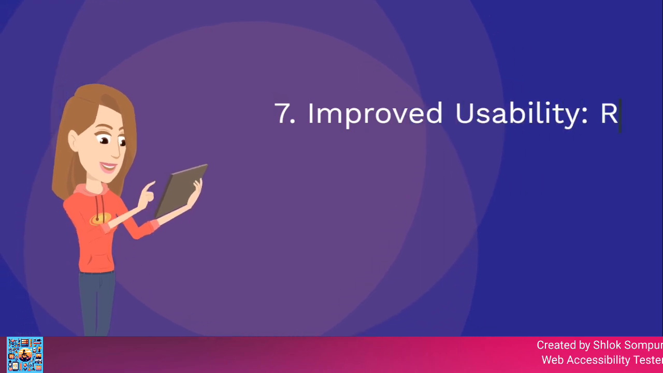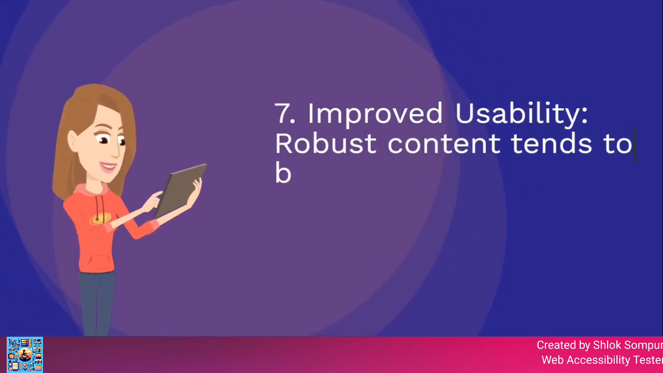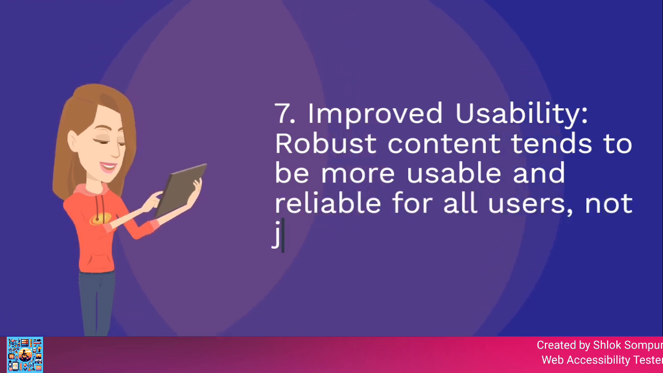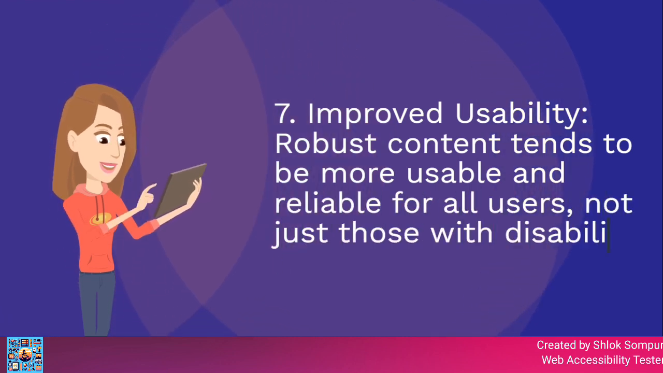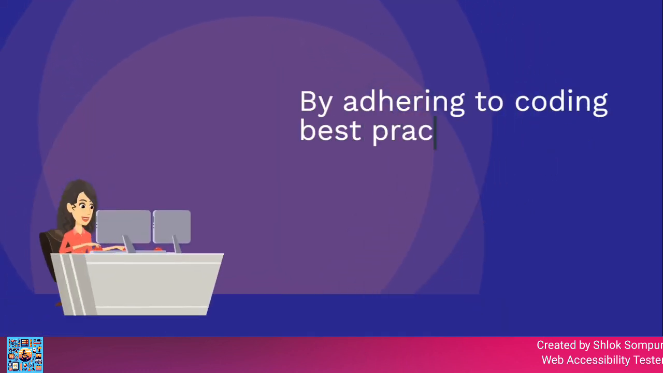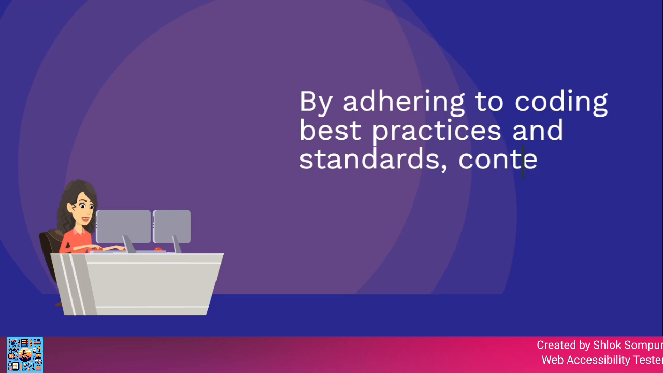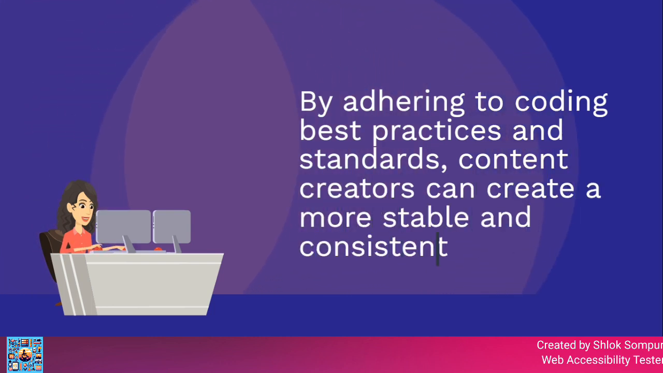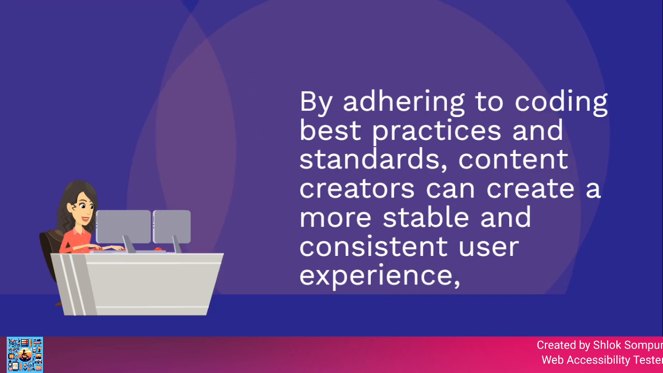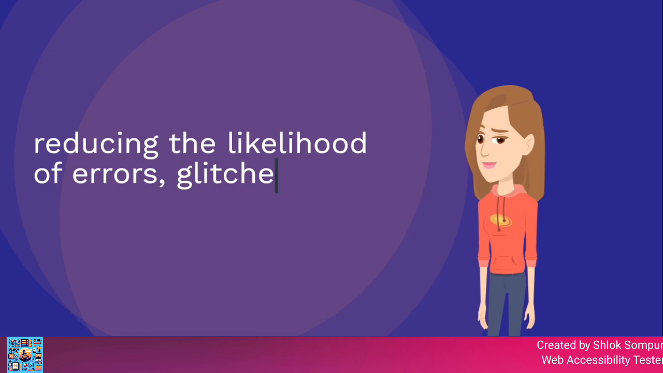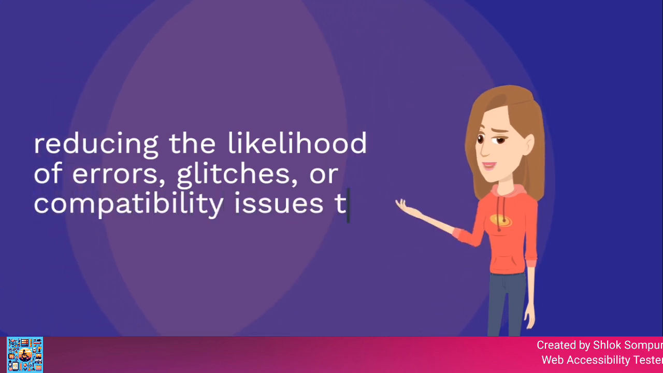7. Improved usability. Robust content tends to be more usable and reliable for all users, not just those with disabilities. By adhering to coding best practices and standards, content creators can create a more stable and consistent user experience, reducing the likelihood of errors, glitches, or compatibility issues that could impede usability.